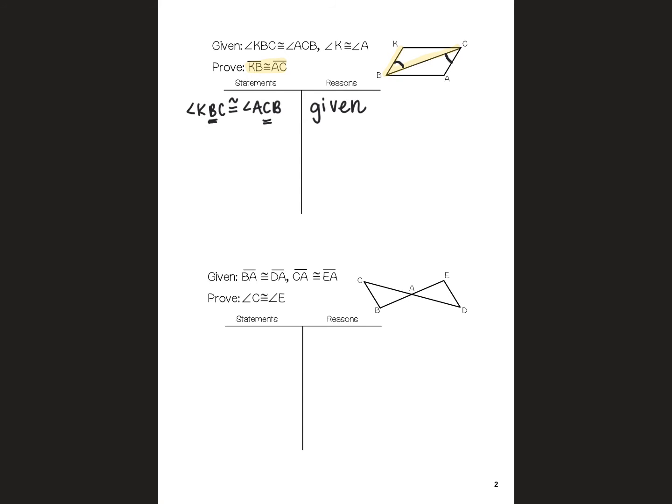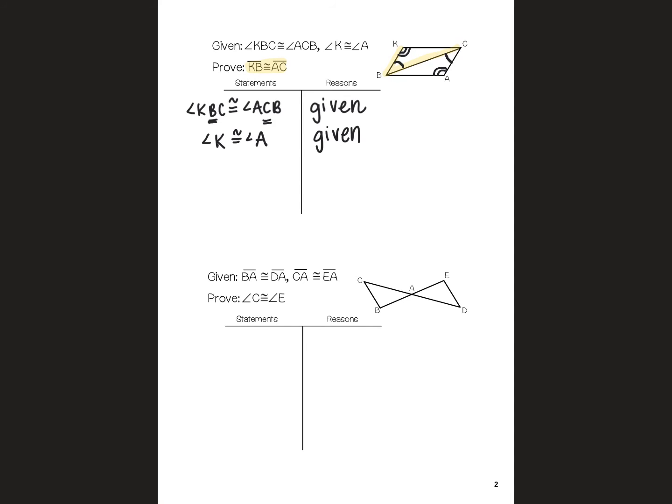The second given says angle K is congruent to angle A. That's another given. Another common mistake I've been seeing is that you're not double marking your angles. So just like sides, the first time you mark a side, you use one mark. The second time you mark a side, you use two. It's the same for angles. So the second time I mark an angle, it's a double arc mark.